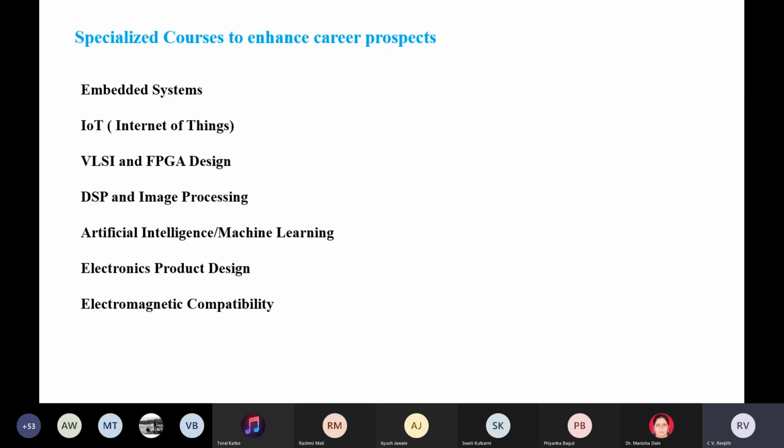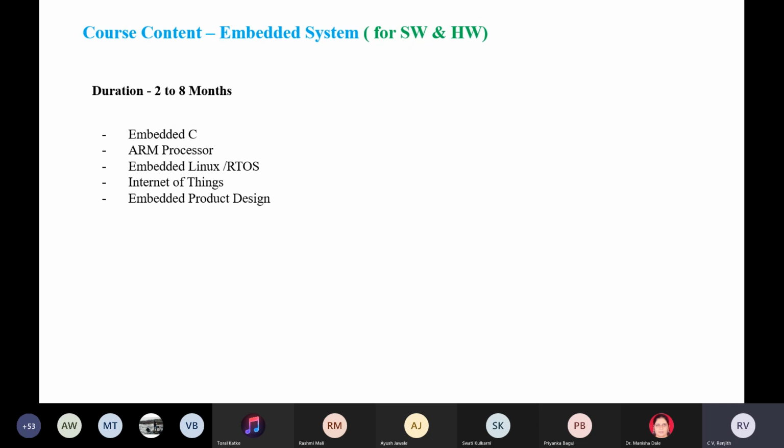You can do these courses while you're studying, during your semester break, or evenings or weekends and so on. But some of the courses like CDAC, you can't do while you're studying, because you can only do it once you complete engineering. Okay, so I'll tell you about various courses. An embedded system course is good if you want to work in software or hardware. They will teach you the processors, RTOS and programming, etc.